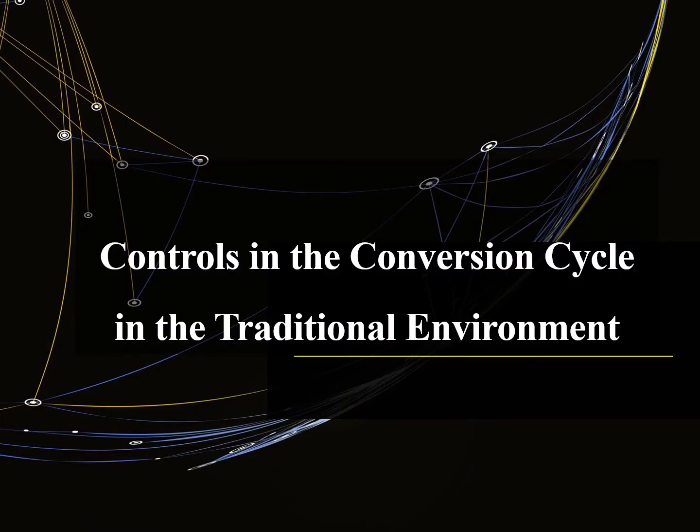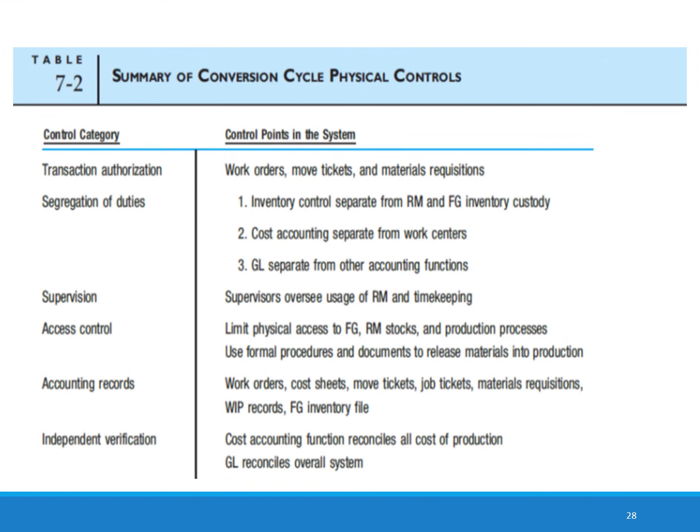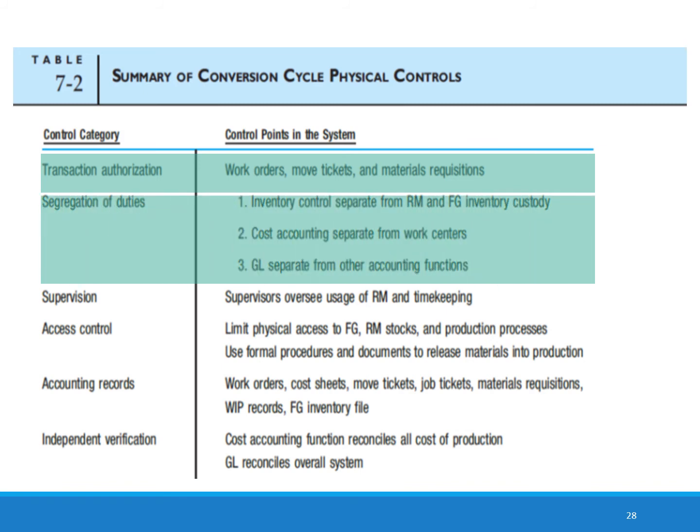Let's talk now about controls in the conversion cycle in the traditional environment. In this table, we summarize the physical controls in the conversion cycle. So we have on the left side the control categories, and then on the right side the control points in the system. First we have the transaction authorization. The control points are work order, moving tickets, and material requisition. Then after that we have the category of segregation of duties. We have three main groups as control points in the system.